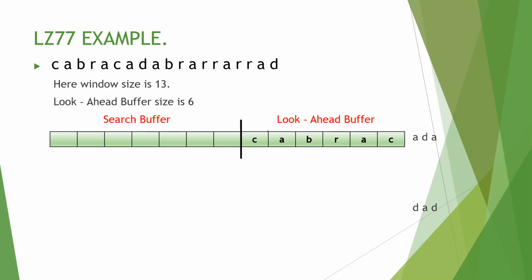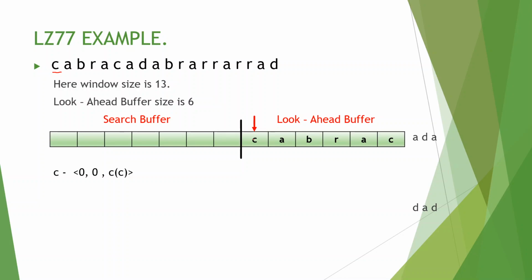6 is already given. So look ahead buffer size is 6, and size 7 is the search buffer. Now this is our lookup buffer and this is our search buffer. Now we take the first symbol C to encode. Here this is C from the lookup buffer. Now the output is like this.